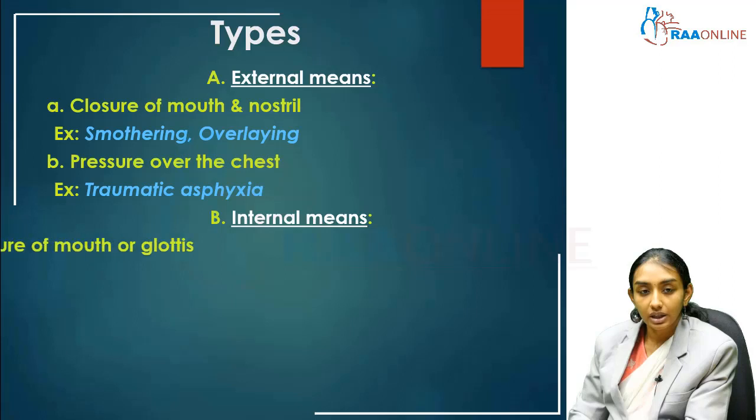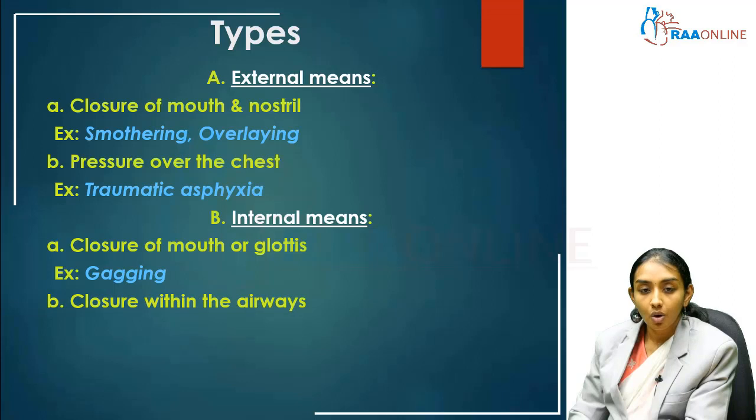Internal, wherein there is obstruction of the mouth or glottis. An example of this is gagging, where a piece of cloth or a food bolus gets stuck in the oropharynx. Or you can have closure within the airways such as choking. An example is the closure of the oropharynx or prevention of air entry beyond the nasopharynx by the presence of some external object in the airway.